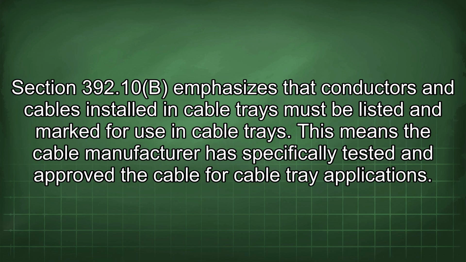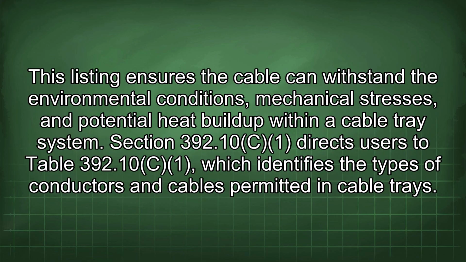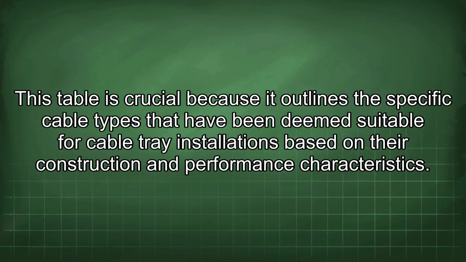This means the cable manufacturer has specifically tested and approved the cable for cable tray applications. This listing ensures the cable can withstand the environmental conditions, mechanical stresses, and potential heat buildup within a cable tray system. Section 392.10 directs users to Table 392.10, which identifies the types of conductors and cables permitted in cable trays. This table is crucial because it outlines the specific cable types that have been deemed suitable for cable tray installations based on their construction and performance characteristics.